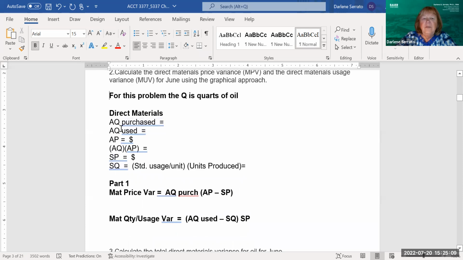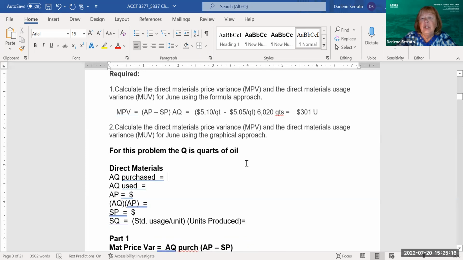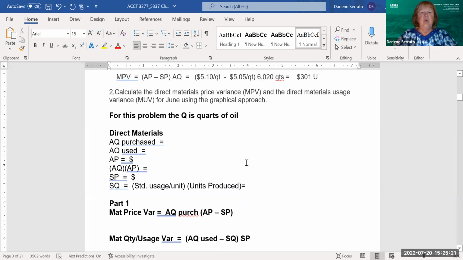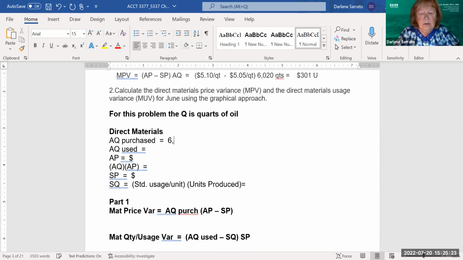I would find values for the variables. They didn't give us an amount purchased. We're assuming that purchased and used is the same. So that was 6,020 quarts. AP was $5.10 per quart. SP is $5.05 per quart.